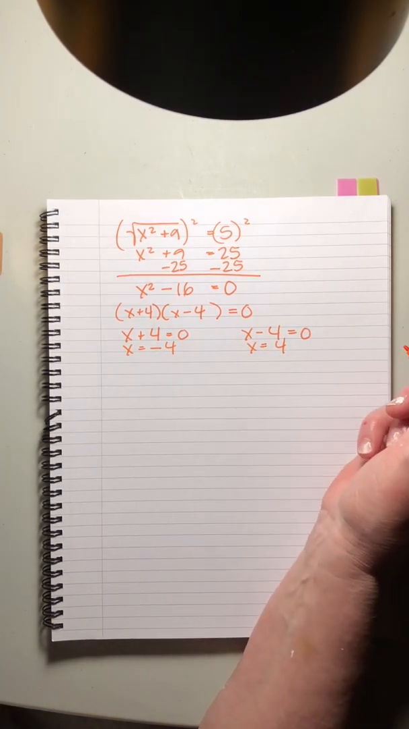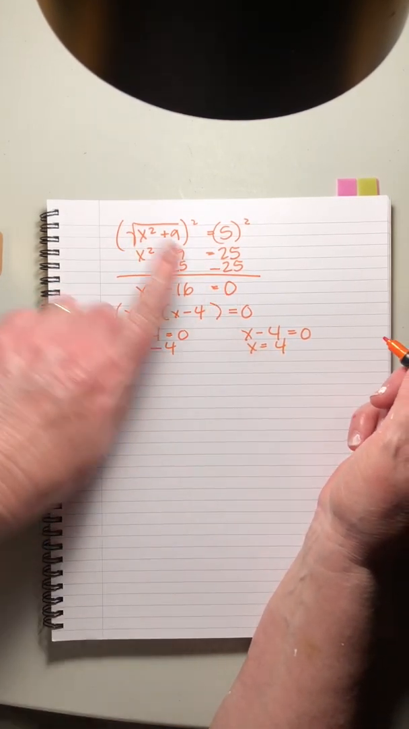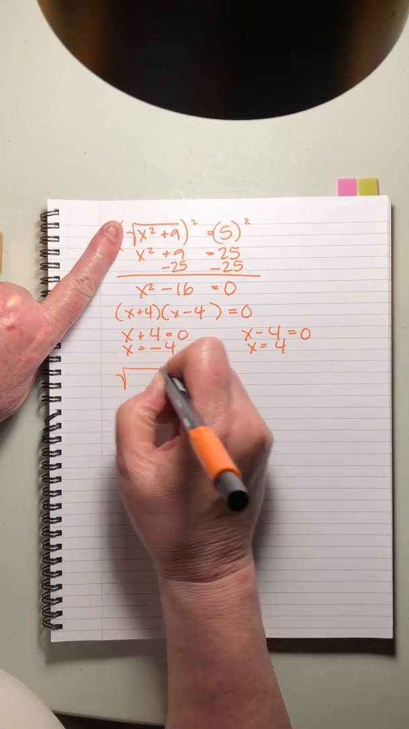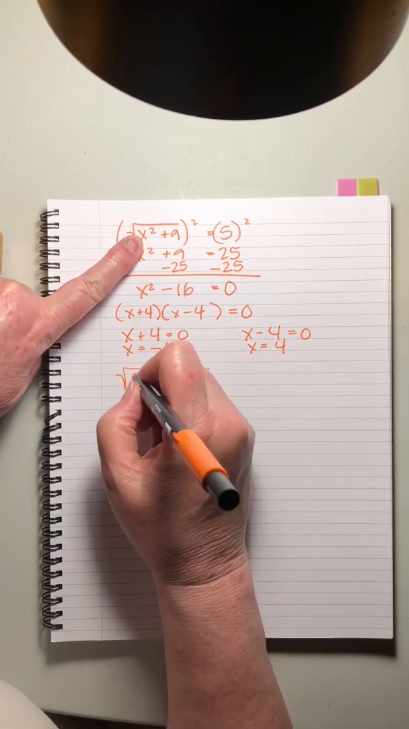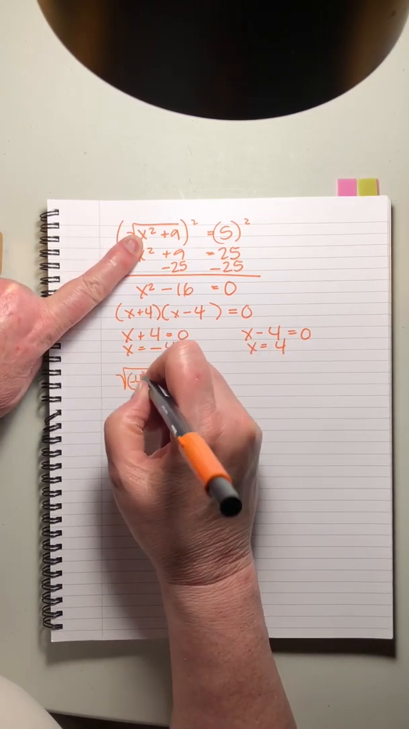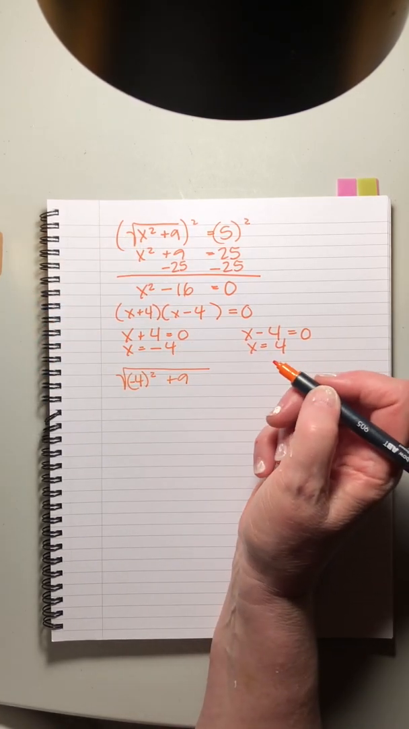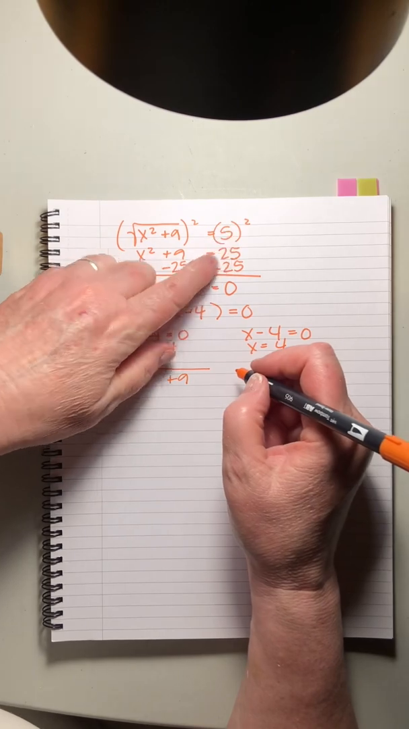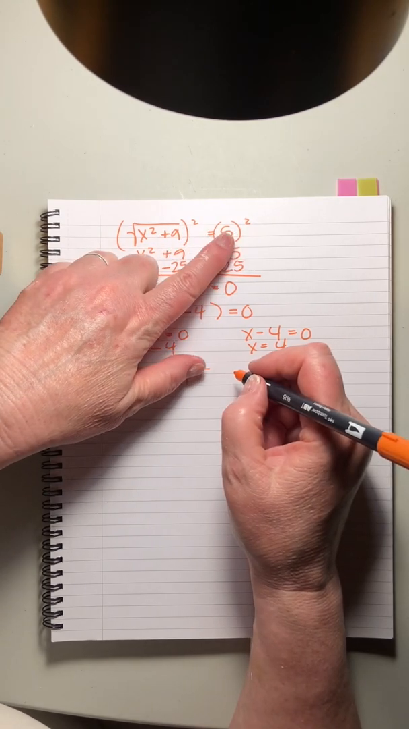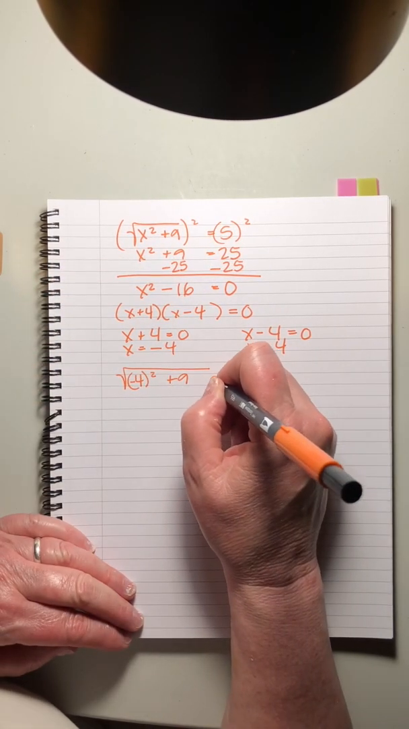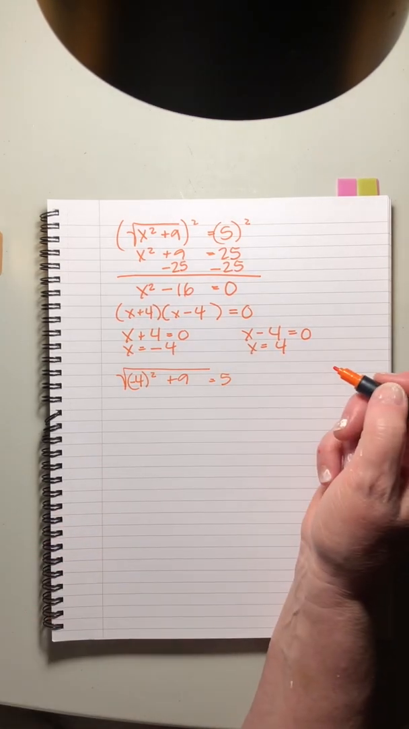Now we're going to test. So we have to test each answer. Let's try this one first. X is going to be 4, so it's going to be, oh no, it's minus 4. Minus 4 squared plus 9. Technically, this was on the other side and it was equal 0, but we can do it this way. This will still work. Equals 5, right?